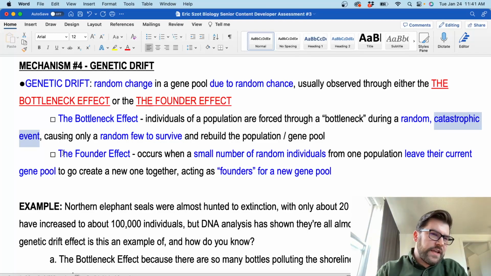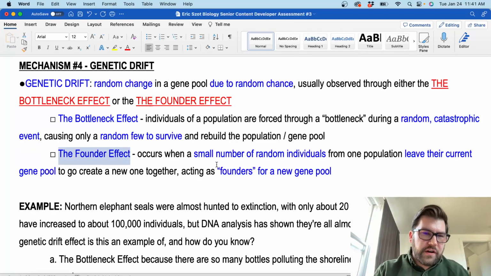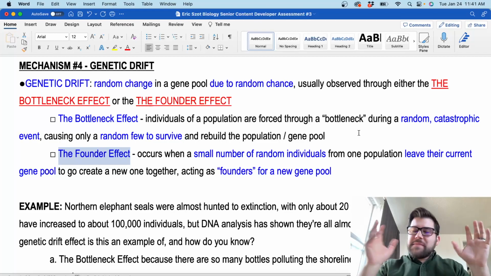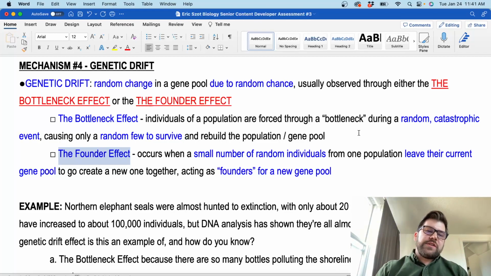It's a bottleneck effect. The other one here is the founder effect. So not as drastic, or dramatic, maybe I should say. Not as dramatic. There's no catastrophe happening here, but it can be just as random. So the founder effect, right?